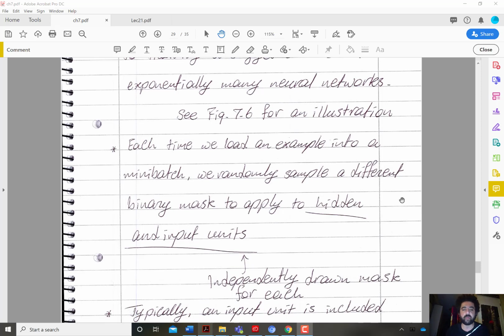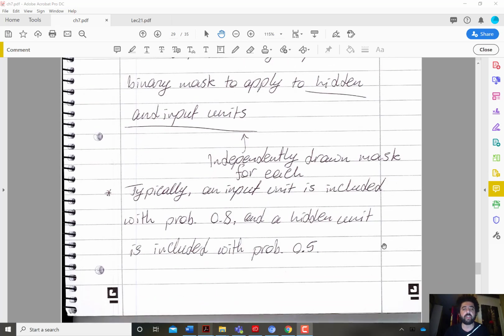So for every example, I have a different realization of my network, right? And typically we use a probability of 0.8 for keeping the input units, and a probability of 0.5 for keeping the hidden units. But these probabilities really change with application, and it depends a lot on trial and error, right? So basically, the higher the probability of dropping, the sparser the network that you obtain every time you load a training example. And then you train and update the parameters corresponding to the realization of that example, right?